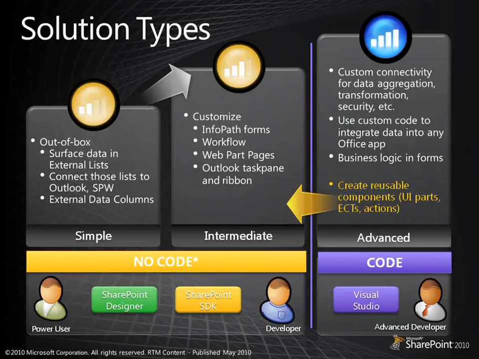The star next to the no-code bucket and the inclusion of the developer persona are really meant to call out that there is quite a bit of declarative customization that can be done by combining the tools from the SDK to create Outlook task panes and custom ribbons. While this is still considered no-code, there is some editing of XML files and using the SDK and some tools, which may require a bit of learning for some power information workers.